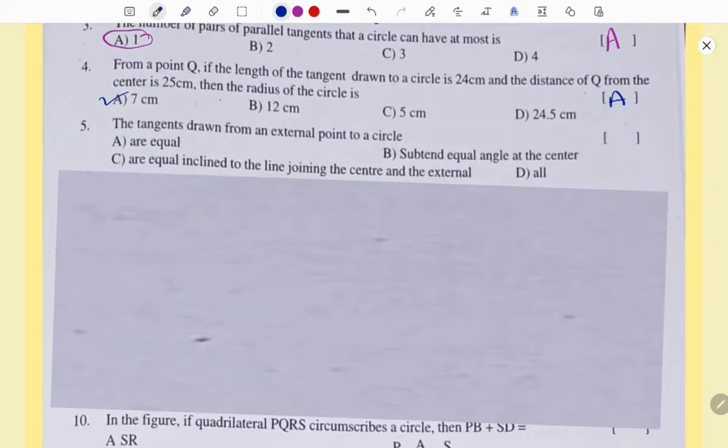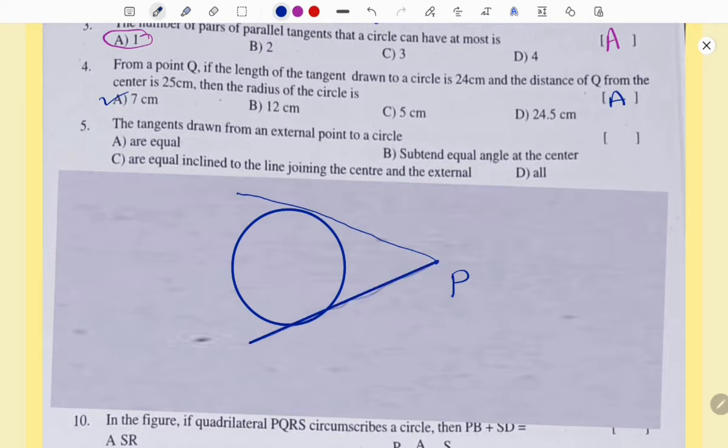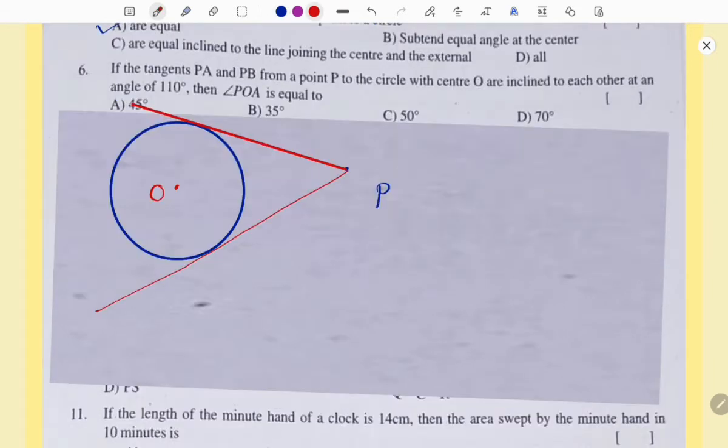Okay, fifth question. The tangents drawn from an external point to a circle. Suppose this is the external point P. From an external point, how many tangents are we able to draw? There are only two tangents we can draw. Suppose here it is PA, and here it is PB. So what about PA and PB? Already we explained this in the first bit. These both are equal. So your answer is: they are equal.